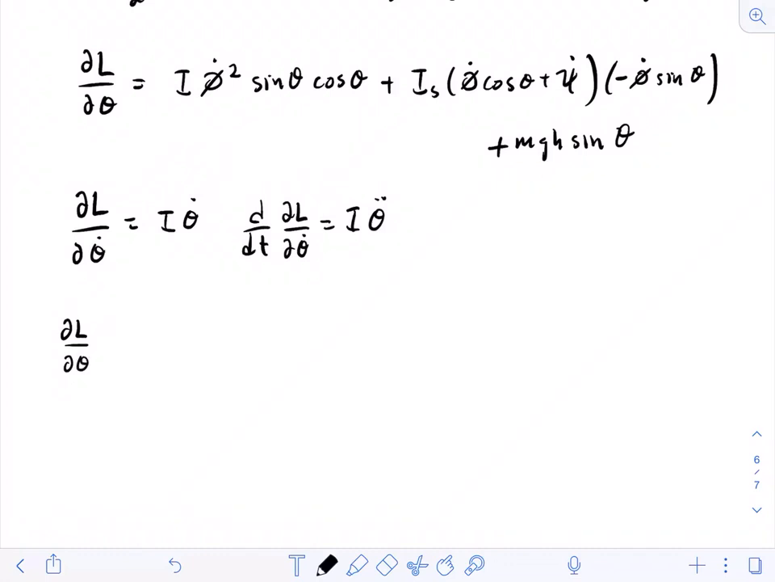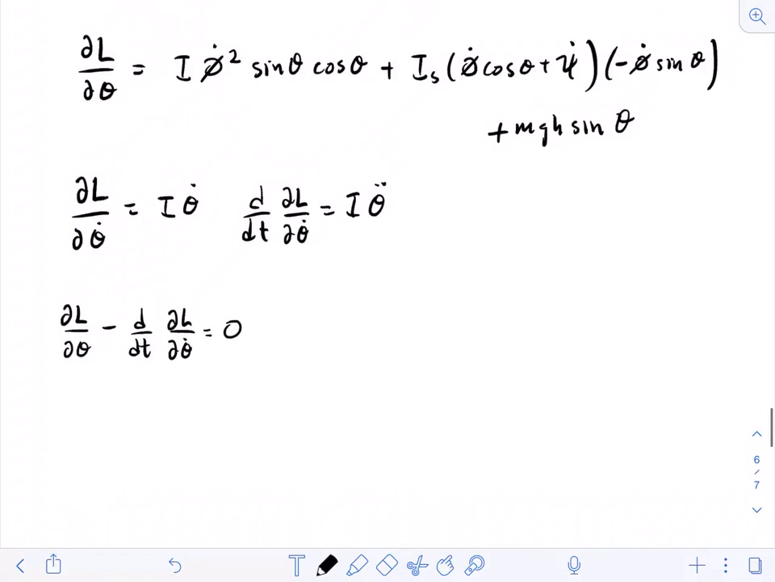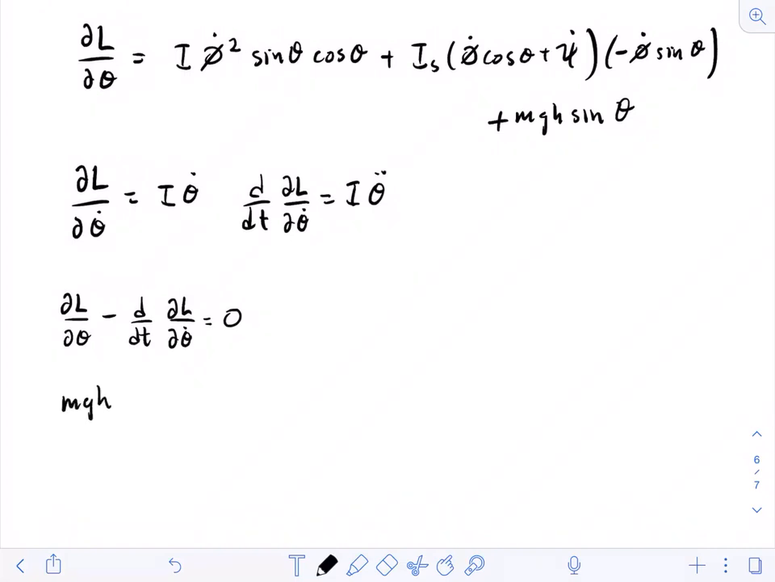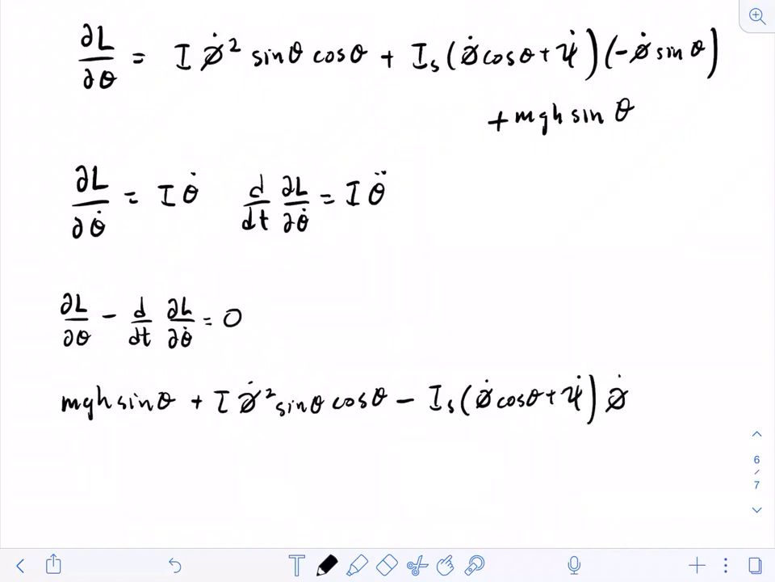Okay, so then the equation of motion, dL d theta minus d by dt of dL d theta dot equals 0 becomes, okay, so mgh sine theta plus I phi dot squared sine theta cos theta, and then we have a minus Is phi dot cos theta plus psi dot, and then we get a phi dot sine theta, and then that has to be equal to, so we would have a minus I theta double dot equals 0, or we could just say that's equal to I theta double dot.